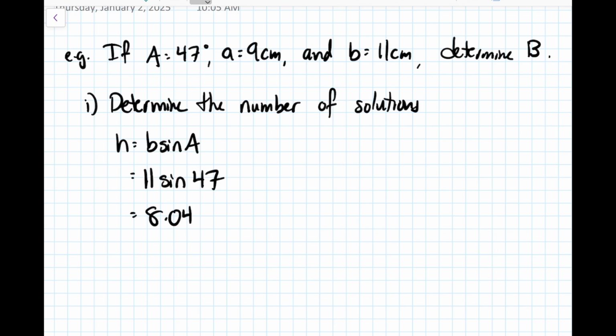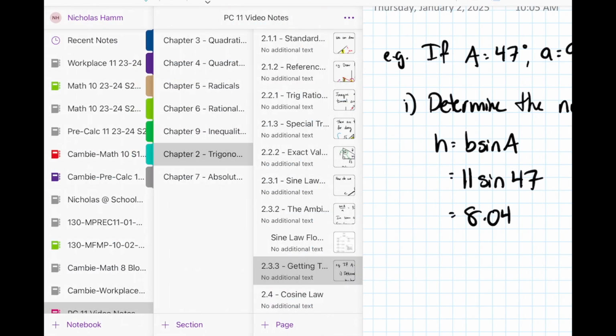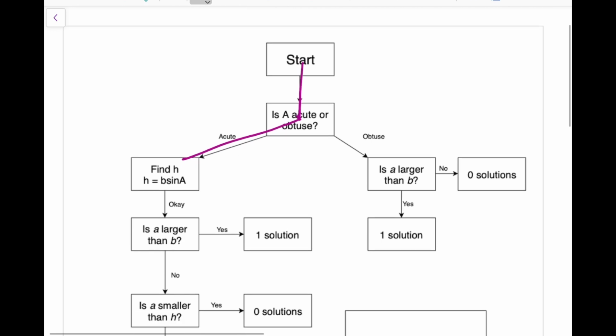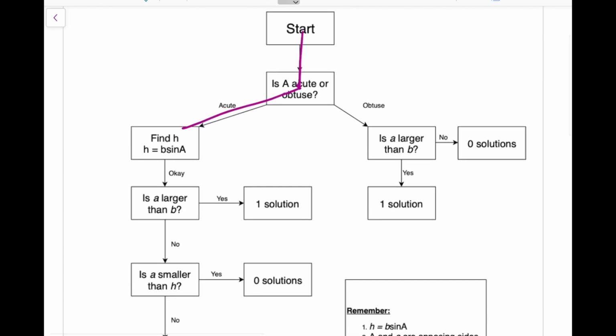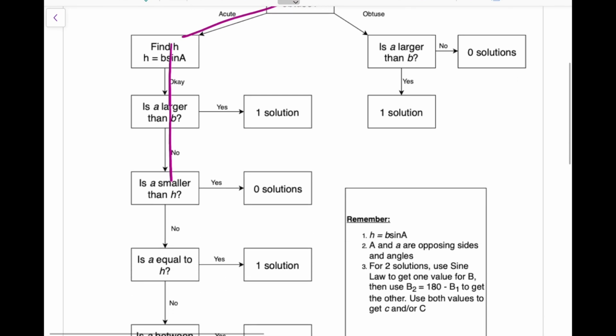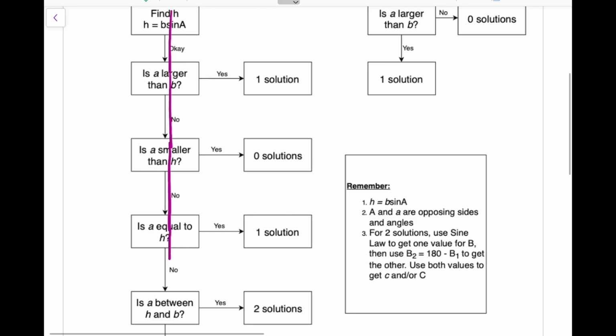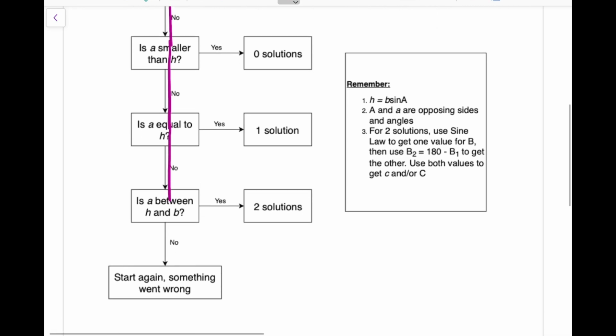Based off of this, let's go back to our flowchart. We have figured out H. Now we're here. Is A bigger than B? Well, no. A is 9, B is 11. So we keep going. Is A smaller than H? Well, no. A is 9, H is 8.04, so 9 is bigger than that. Is A equal to H? No. We keep going. Is A in between H and B? It is. 9 is between 8.04 and 11.